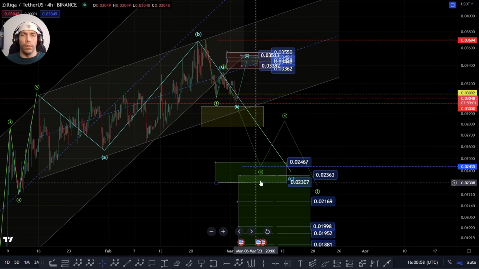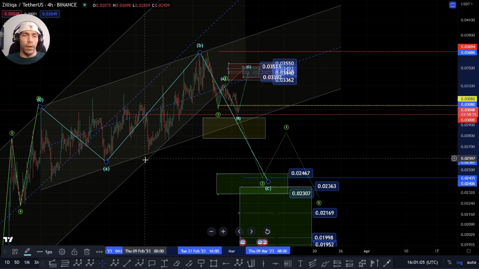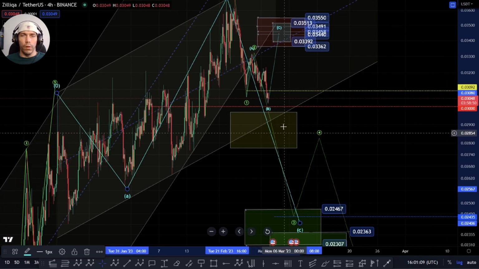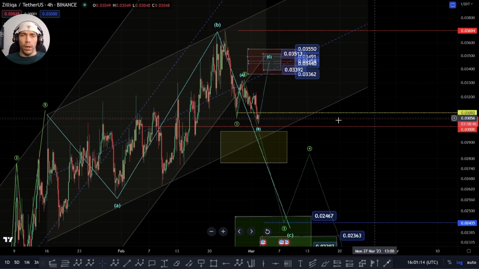We could look to push down into this range for this as a flat correction for the C wave if it becomes an expanding flat. The alternative we'd have to be just a bit mindful of is if we do move down into this zone, we need to just keep an eye on this bottom channel line.